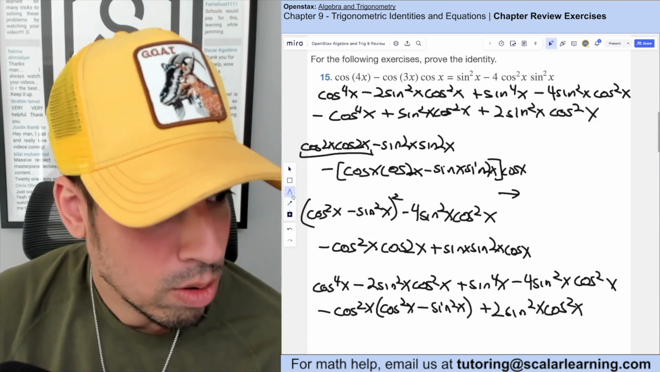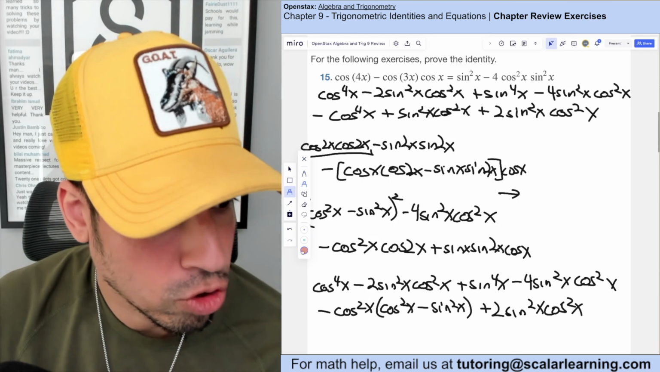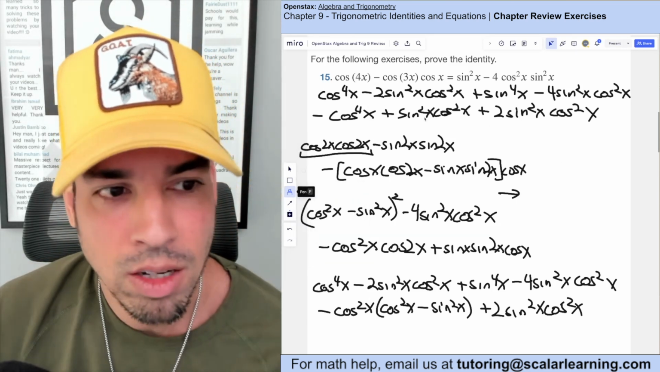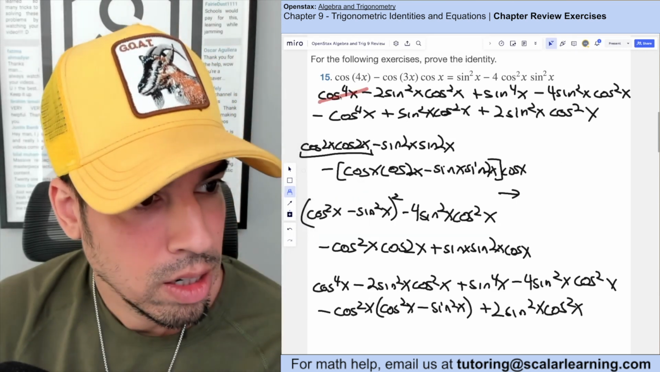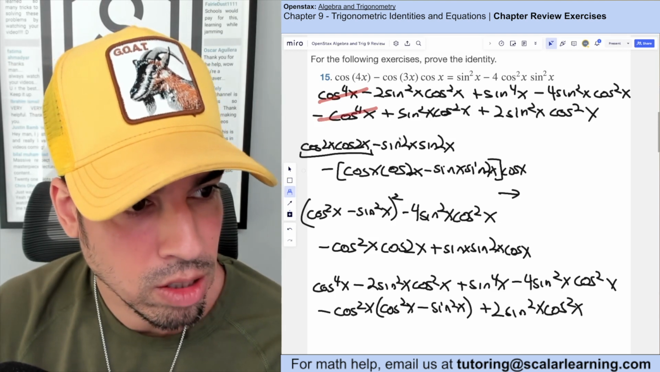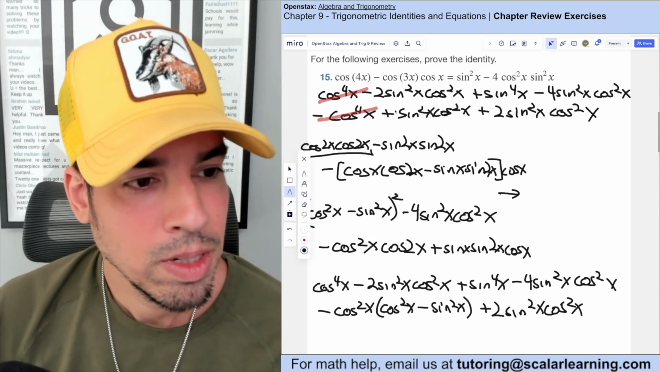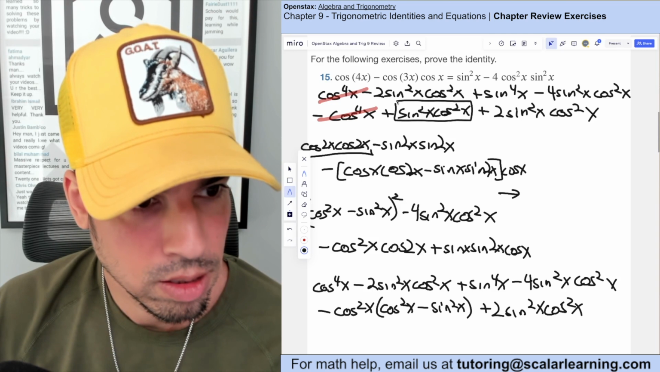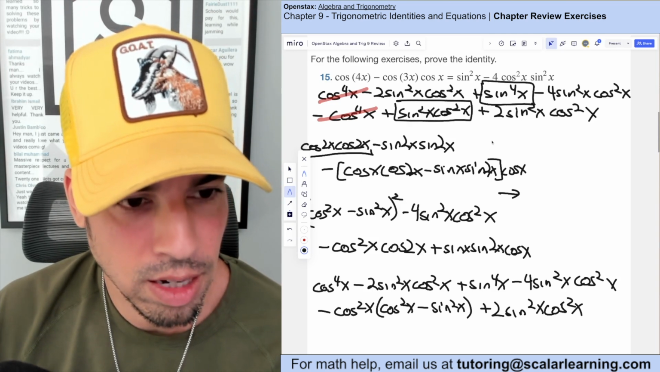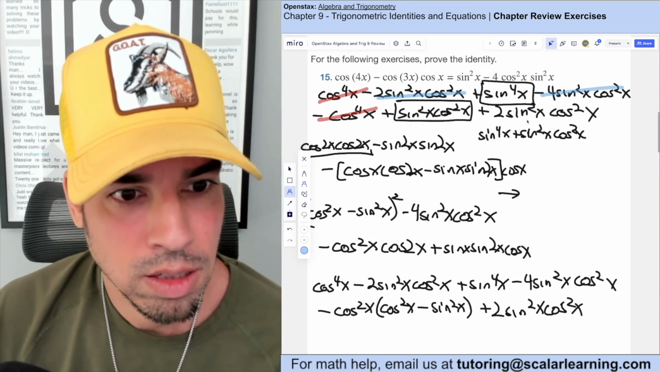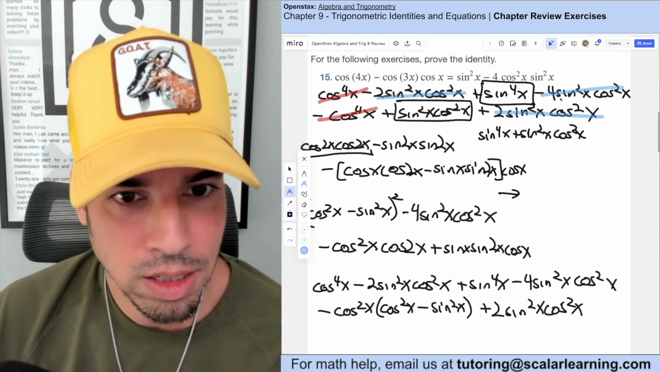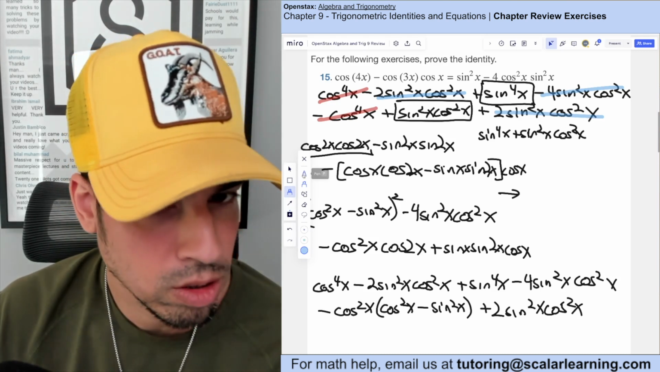Now the fun part, we're going to combine like terms, and since this is such a crazy identity, I'm going to color coordinate. So we got cosine to the fourth x minus cosine to the fourth x, those cancel out. What I'm going to do now is group this and this together, and then this and this are going to combine to just have negative 4 sine squared cosine squared.